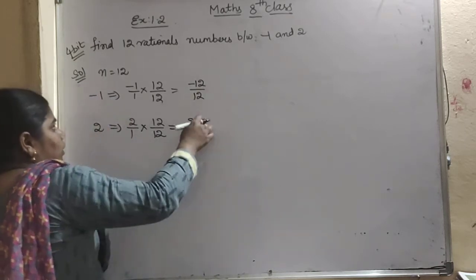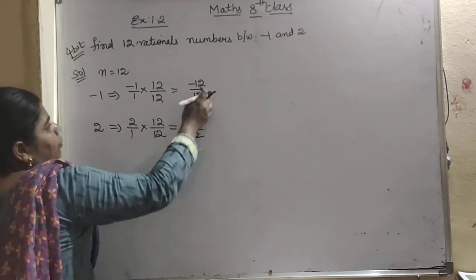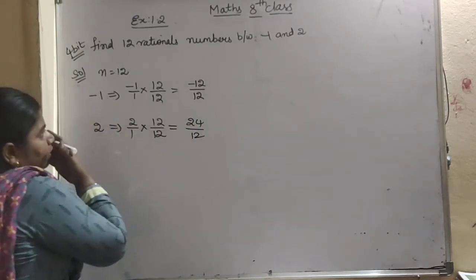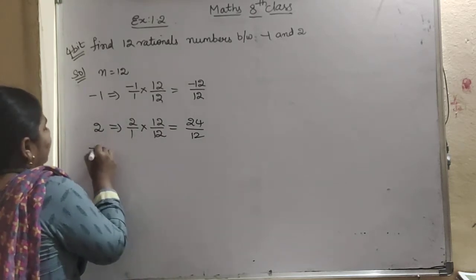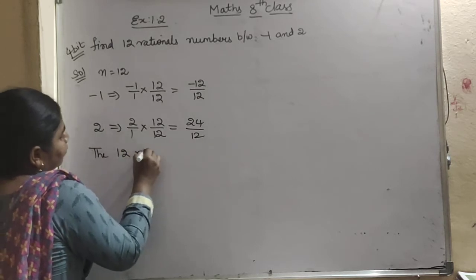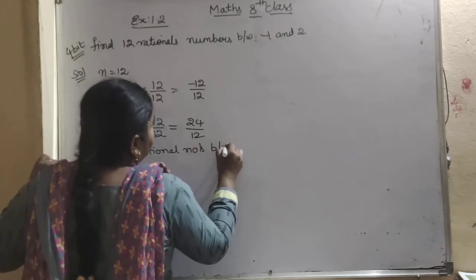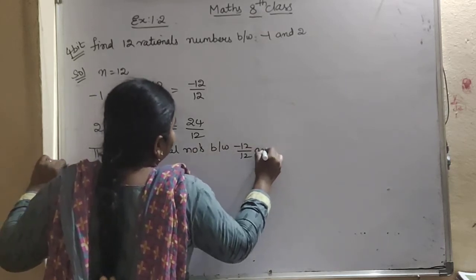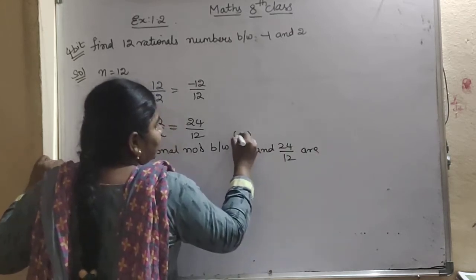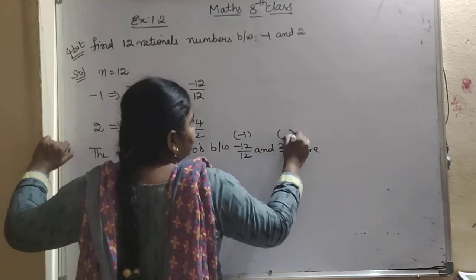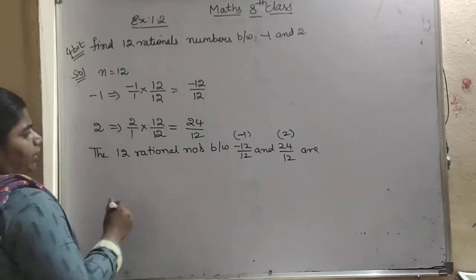So between these two numbers we have to take only 12 rational numbers. So what are the numbers we can take? In between this you are having so many rational numbers, but we want only 12. So the 12 rational numbers between minus 12 by 12 and 24 by 12 are, minus 12 by 12 is nothing but minus 1, 24 by 12 is nothing but 2. Okay, so we have to take only 12 in that. So you can take any number.